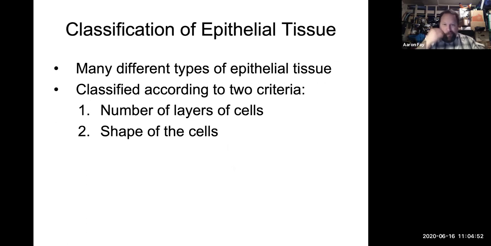Okay, now we're going to talk about classification of different types of epithelial tissue. Many different types of epithelial tissue, and we have a couple of different ways of classifying them. So the first two that we're going to talk about are the number of layers of cells in the epithelium. Do you have one layer of cells? Do you have many layers of cells? And what are the shapes of those cells? Are those cells flat like pancakes? Are they kind of cube shaped? Are they square? Or are they tall columns?